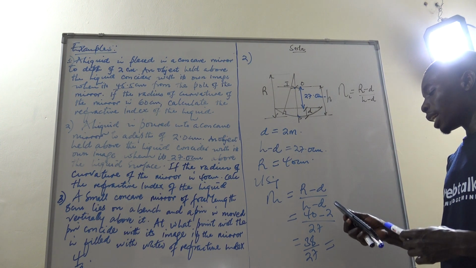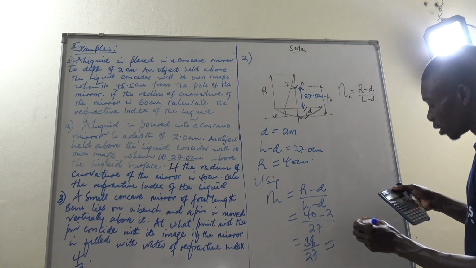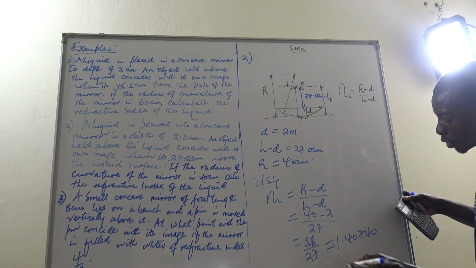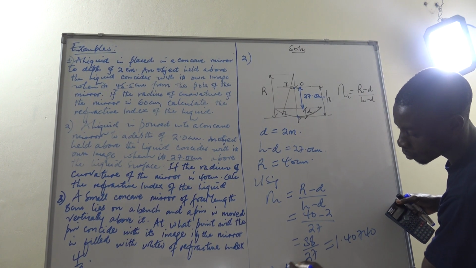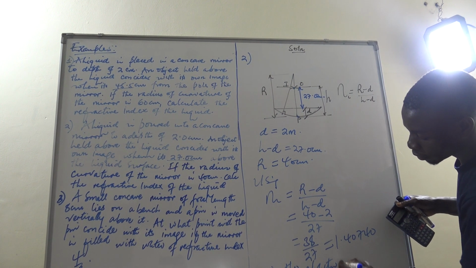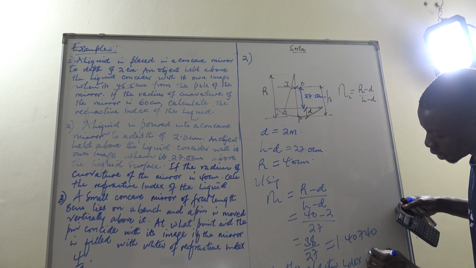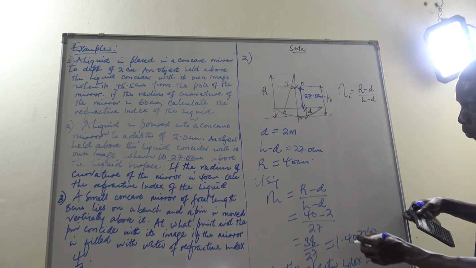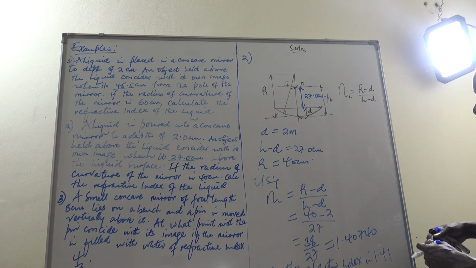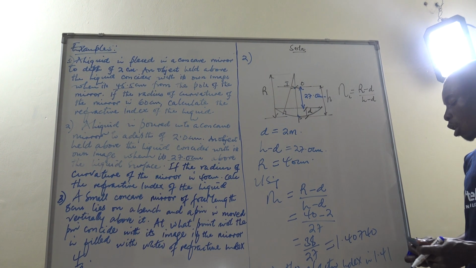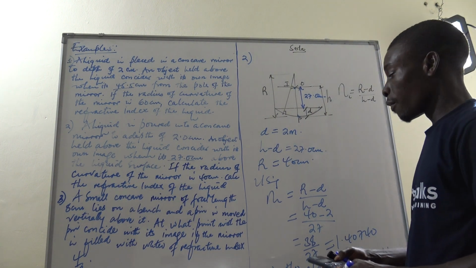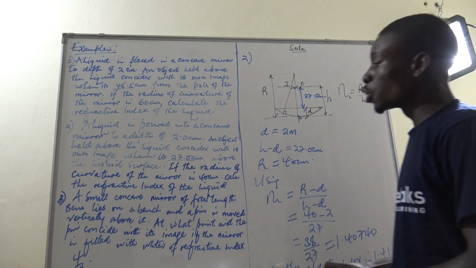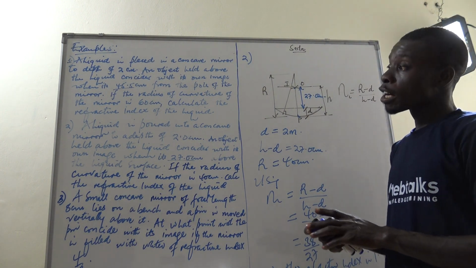My calculator here is telling me it is 1.40740. Okay? And I can say therefore the refractive index is 1.41. Isn't it? 1.41 or 1.407 as our refractive index. And that also will be the solution to our Roman 2.